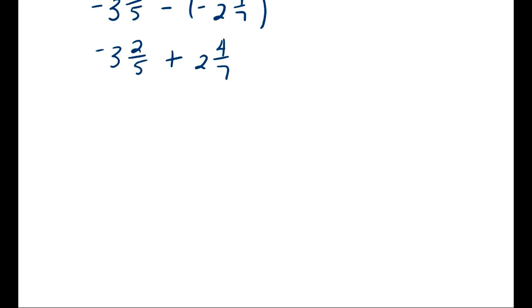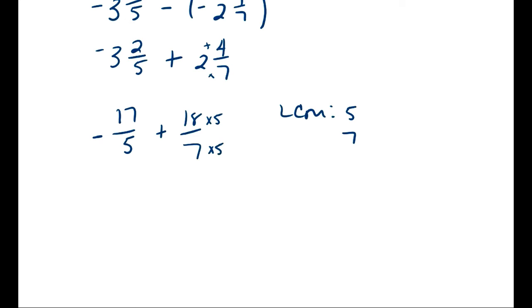Okay, now we need to convert to improper fractions. So remember, 5 times 3 is 15, plus 2 is 17 fifths, but you better not lose that negative. And then 7 times 2 is 14, plus 4 is 18. You'll get 18 sevenths. Okay, now you would need to find a common denominator, which for us would be 35. That's the least common multiple of 5 and 7. So you'd multiply top and bottom here.